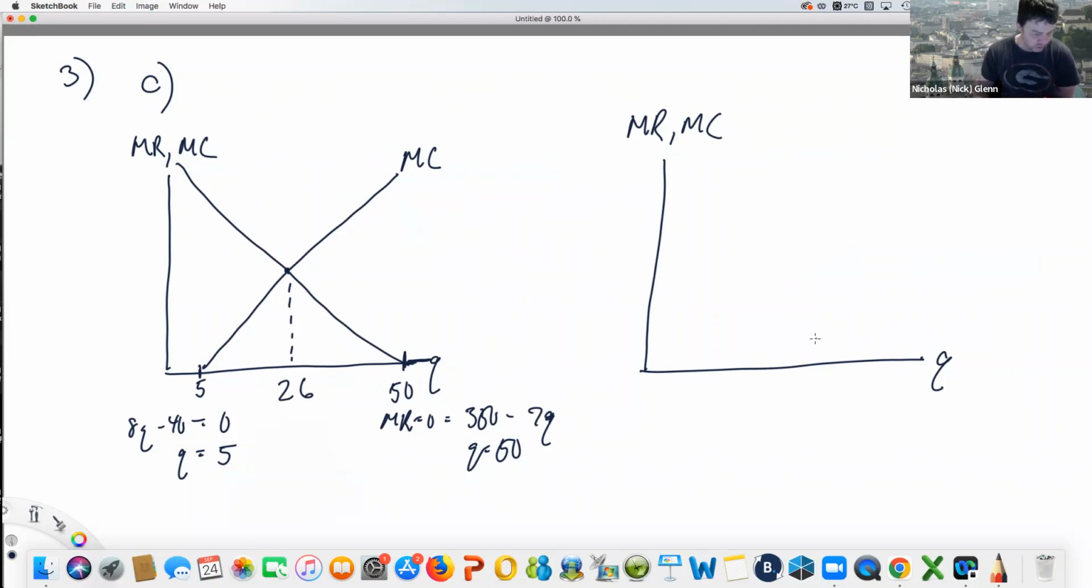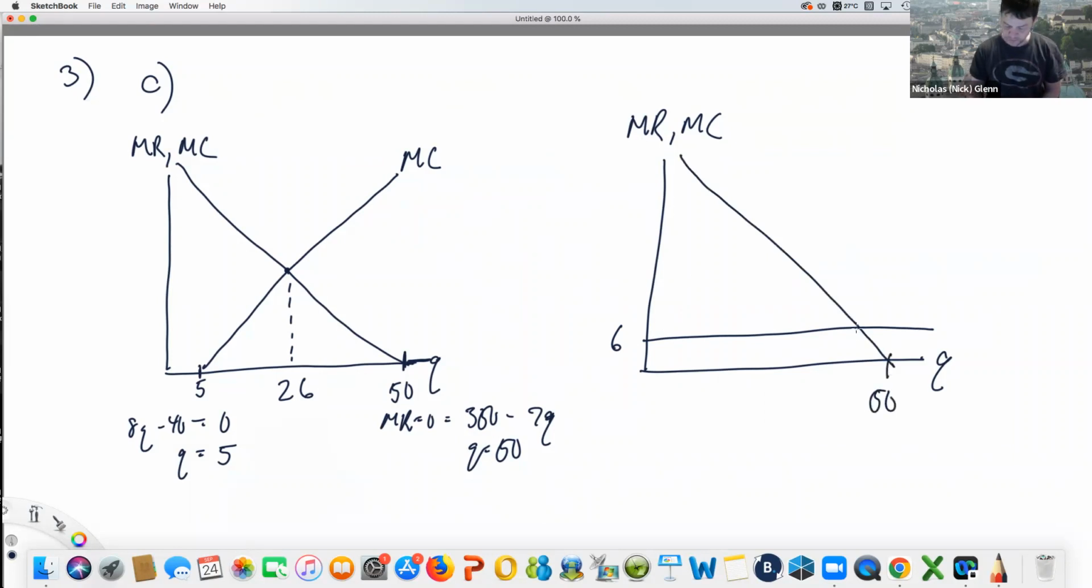Now we'll go over and look at the other one. Its marginal cost is different. It's always the same. It's always going to be 6. So it's just a flat, horizontal line like this. Marginal revenue comes down the same way. Here's 6 at 50. What was this equilibrium quantity? Well, it was 49.14.